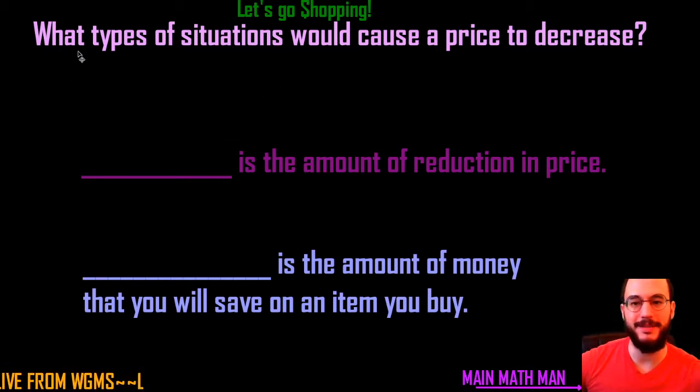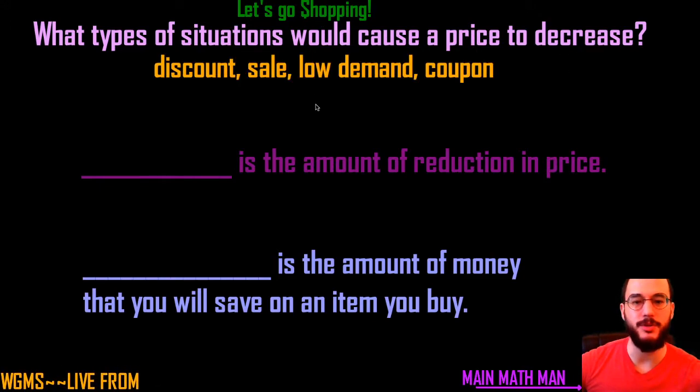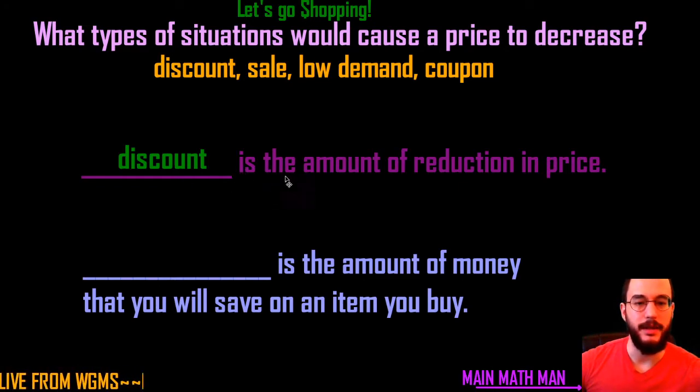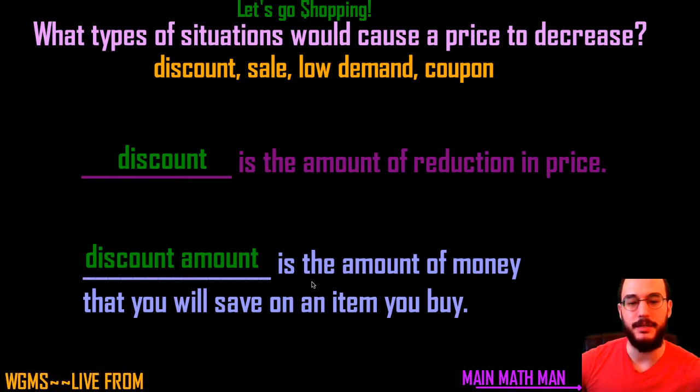So in that first part, it says, what types of situations would cause a price to decrease? That means it's going to go down. So we're going to say it could be a discount, a sale, maybe the market has a low demand, maybe you have a coupon. So it's taking money off of the original price. And so that discount is what it's called. That's going to be the amount of reduction in price. And then the discount amount is the amount of money that you would save on an item you buy.